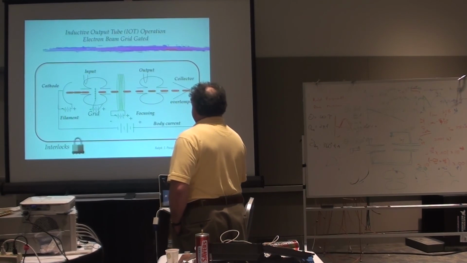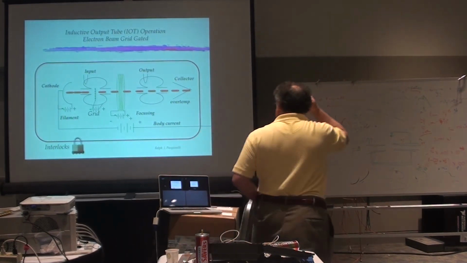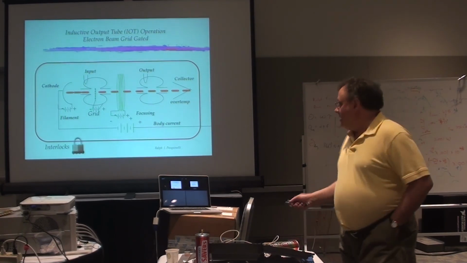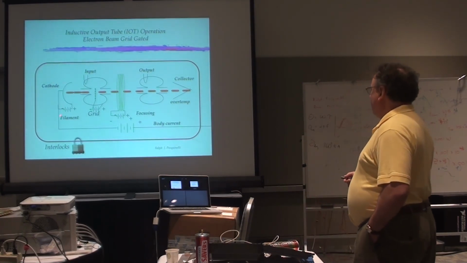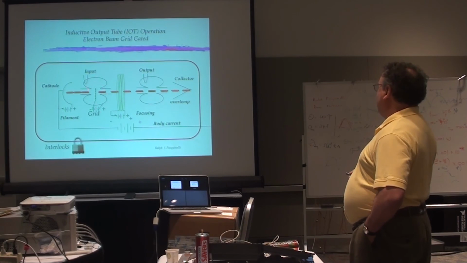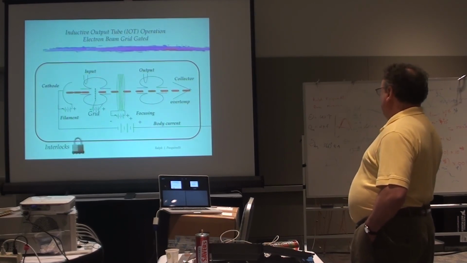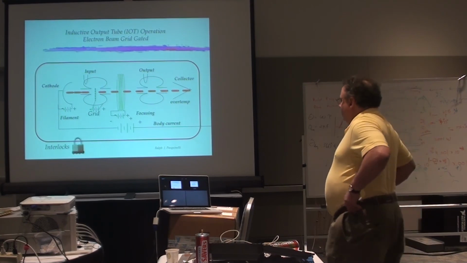Okay, well, I'm going to talk about the IOT. Now, an IOT is another interesting beast, in that it looks a little bit like a klystron. It has a cathode on it, and it has a gridded cavity on the first part, a solenoidal focusing cell, and a cavity on the output. IOT stands for inductive output tube.